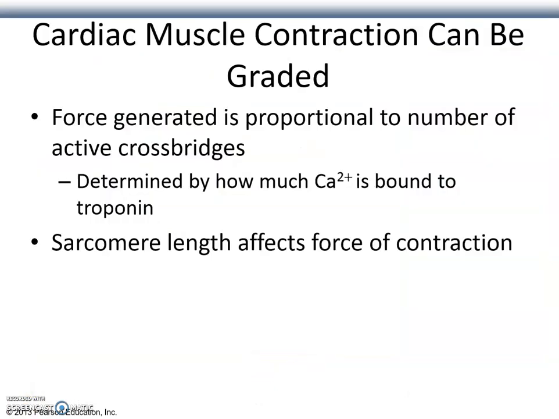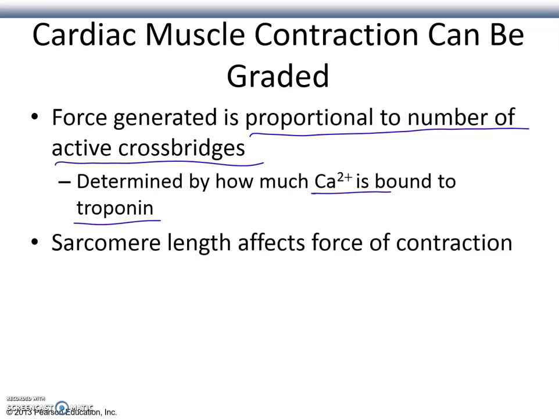Now, the strength of a myocardial contraction can be graded. That means there is a stronger versus a weaker kind of contraction, and the force generated is proportional to the number of active cross bridges that are participating, and that depends on how much calcium is bound to the troponin.